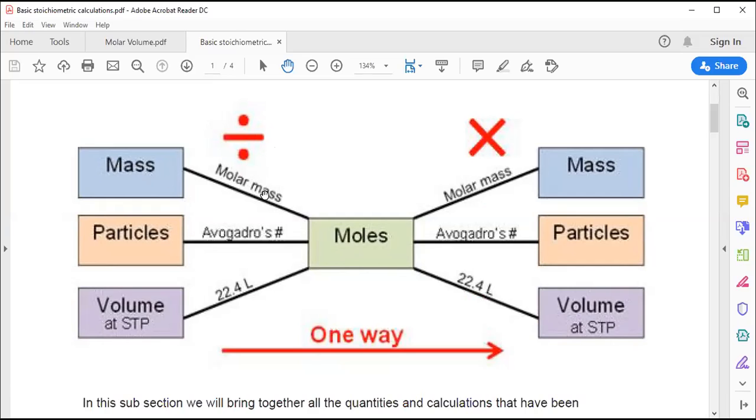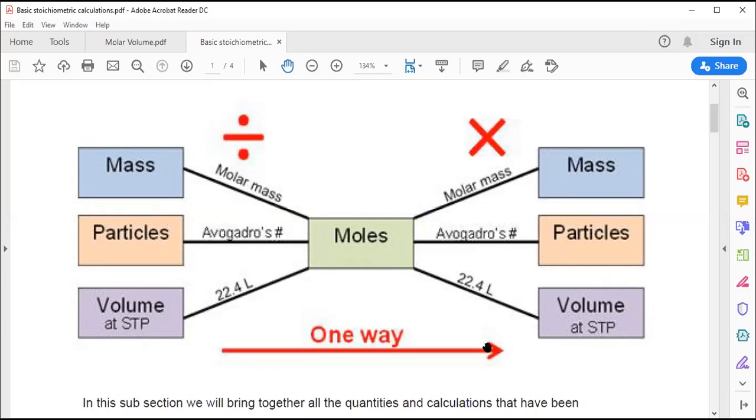So all of these: molar mass is a constant for that particular substance. Avogadro's is always a constant. Molar volume, 22.4 cubic centimeters or liters, is always a constant. So if I'm given mass, before I can do anything, I need to convert it to moles. How do I convert it? I need to divide by the molar mass of that particular substance. If I'm given particles, I must divide by Avogadro's to get moles. So moles is the central thing that we use to compare substances. If I'm given volume at STP, I need to convert it to moles.